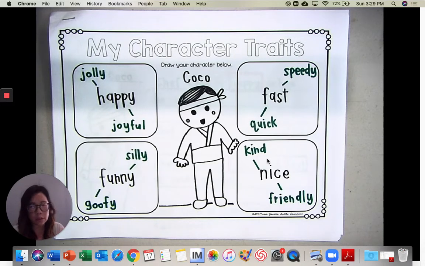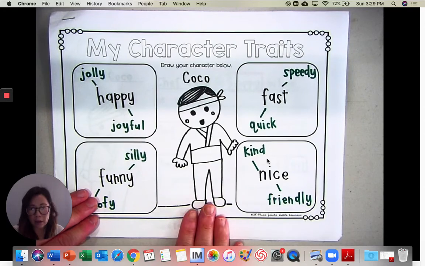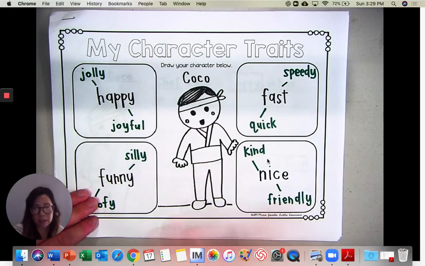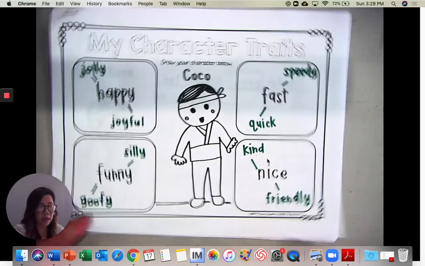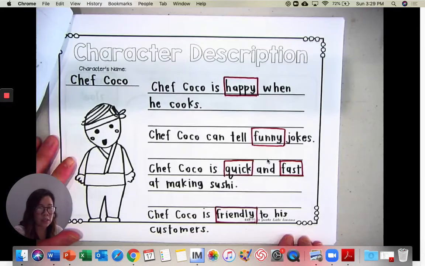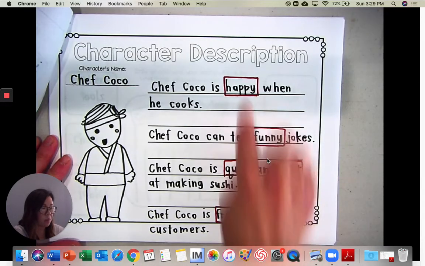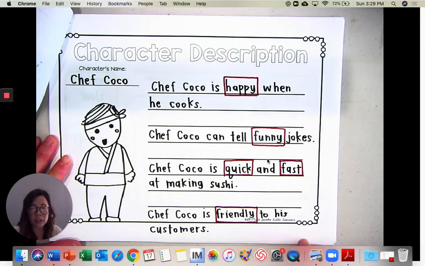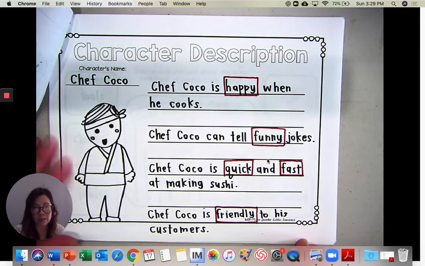So we first started off with thinking of a character and finding some adjectives to describe our character. Then we took those adjectives and wrote some character descriptions about our character. And remember, I highlighted in red the adjectives that I used for my previous page.